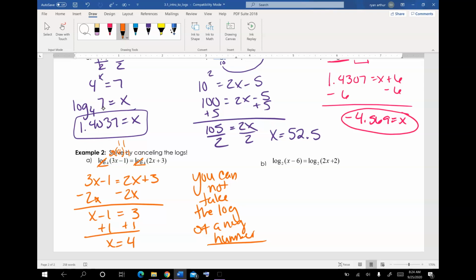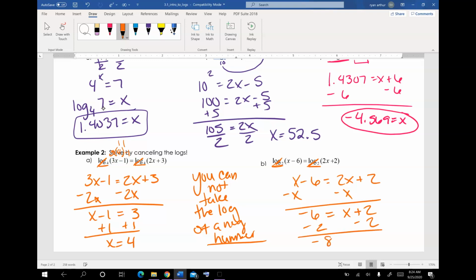All right, last one we're going to do. Do you see how they both have the same singular log on both sides? They cancel out, and we're going to set their insides equal to each other. All right, and we'll subtract x. I get negative 6 is equal to x plus 2. I'm going to subtract the 2, and I get negative 8 is equal to x.